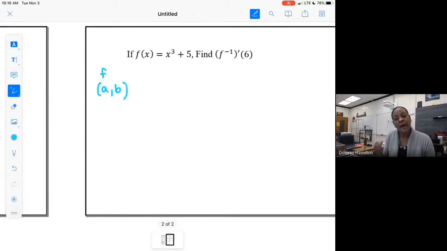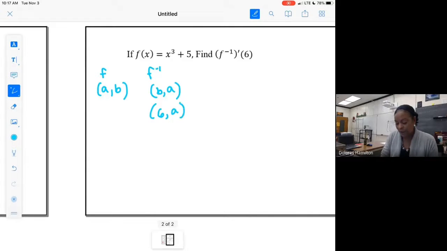I know that if f contains the point (a, b), the inverse will contain the point (b, a). Okay, great. So I'm asked to find f inverse's derivative at 6. So this is 6, some unknown point a. And remember, they gave us information about f. So I know that f contains the point (a, 6).